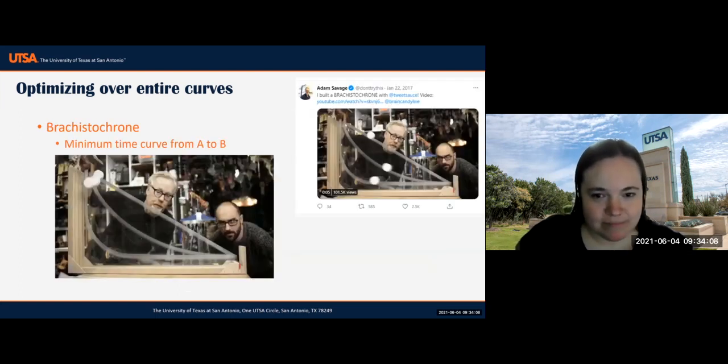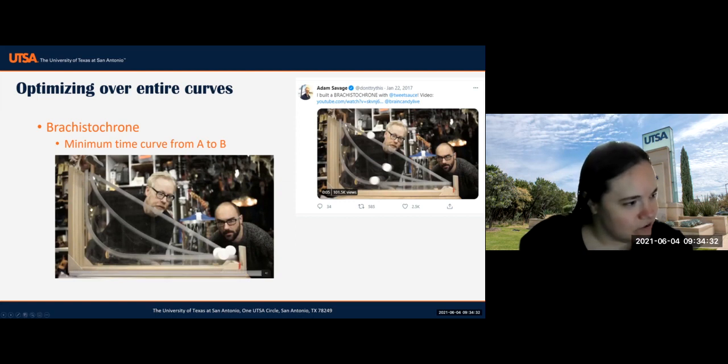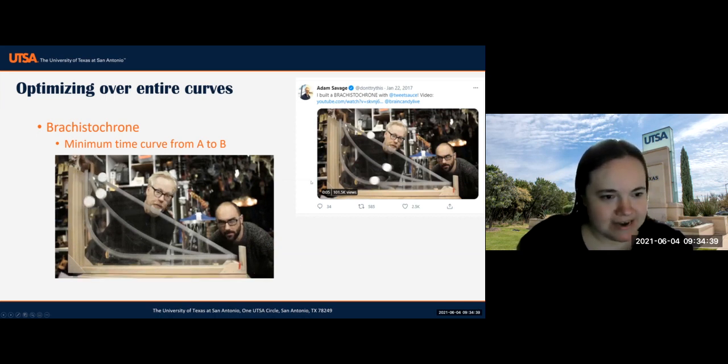Another famous example, and in fact, this is perhaps more mathematically famous than something you might have encountered, is the brachistochrone problem. So let's see if this video will play. Okay, good. Some of my video links have been dying. So the brachistochrone problem asks what curve would create the minimum time curve for these little balls to fall down?